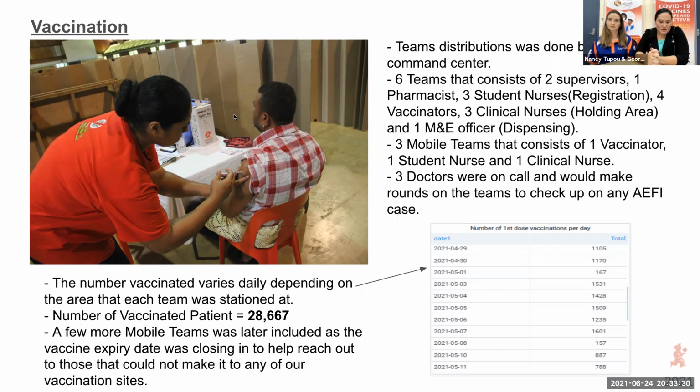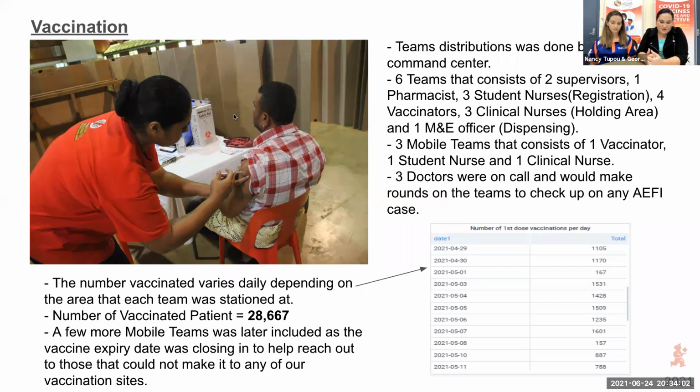Towards the end of our first rollout, a few more mobile teams were included as we were closing in on the expiry date. And we managed to collect and vaccinate a lot more people who live out of town, live in farms, and could not make it to our vaccination sites.